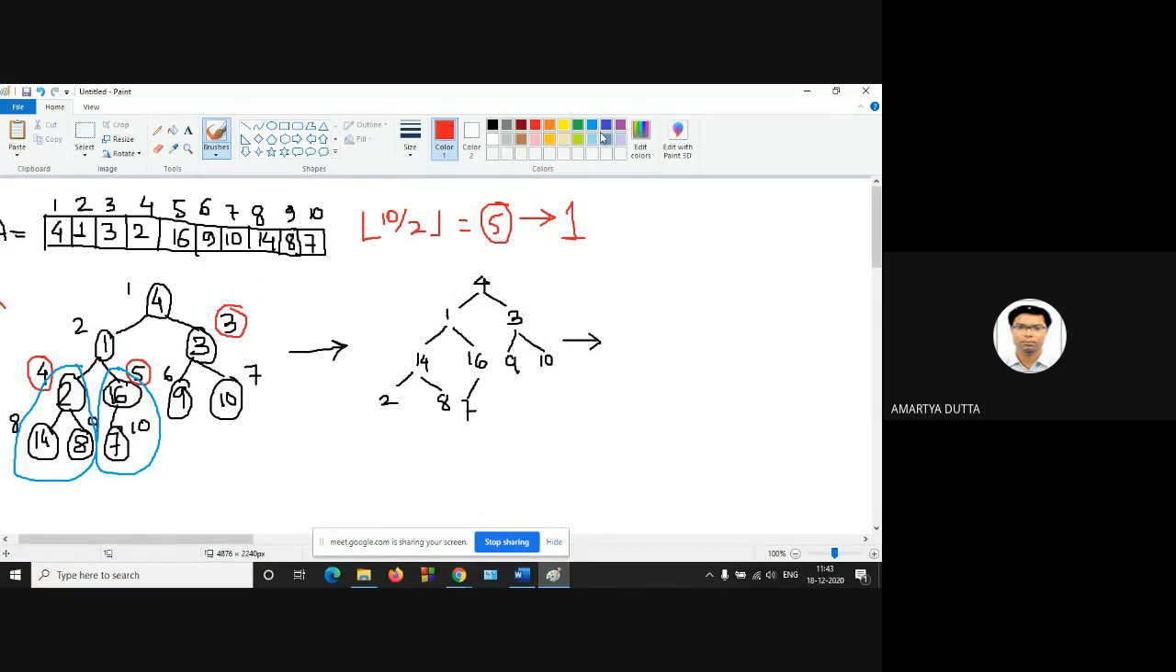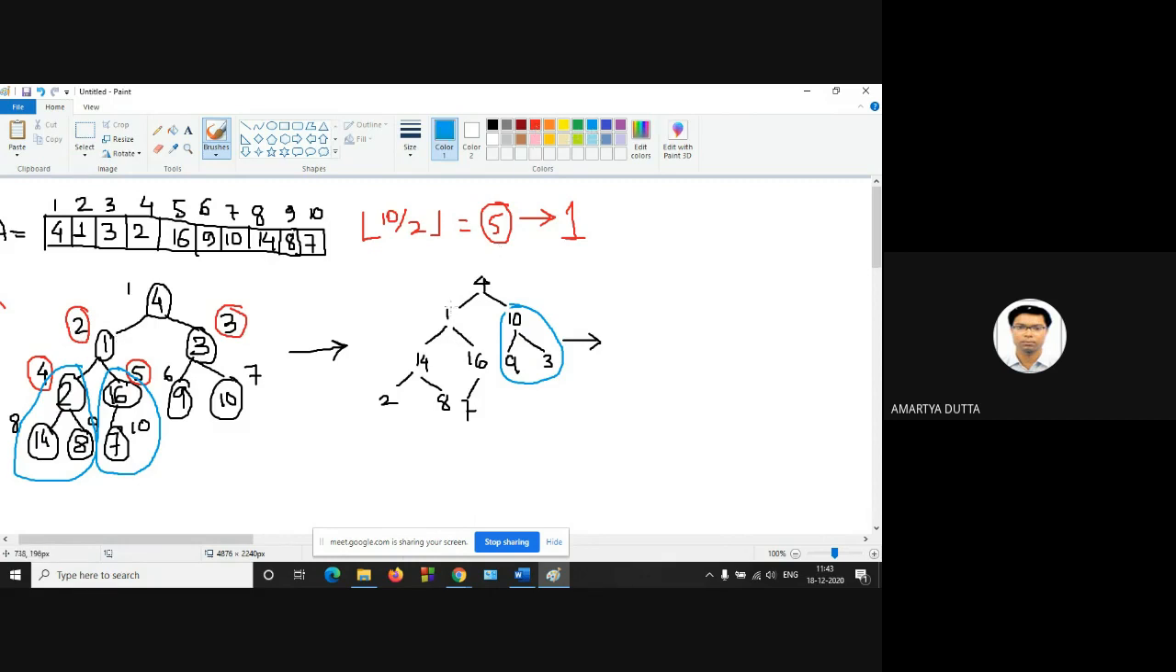So now you have to consider this subtree. Is it a heap? No, it is not a heap. So you have to replace this. 3 will be replaced by the highest child, 10. So this will be your 10, and this will be 3. Okay. Next, decrement the i value by 1, so this will be 2.